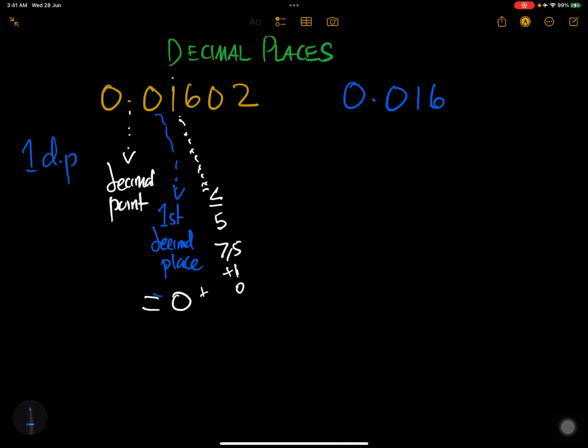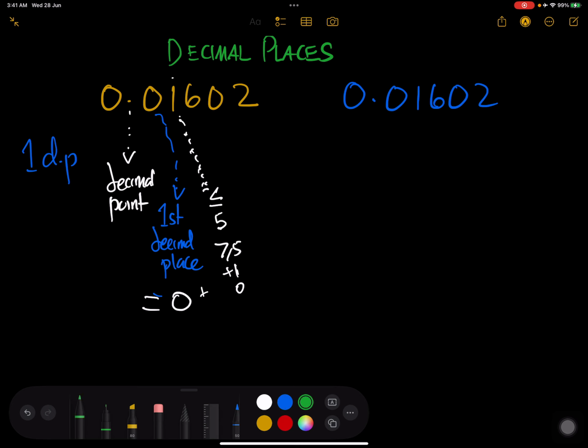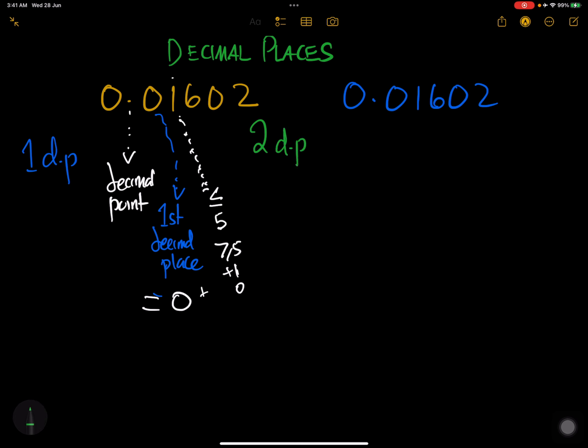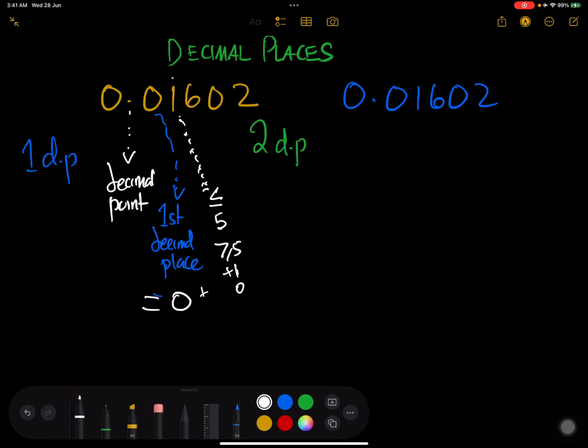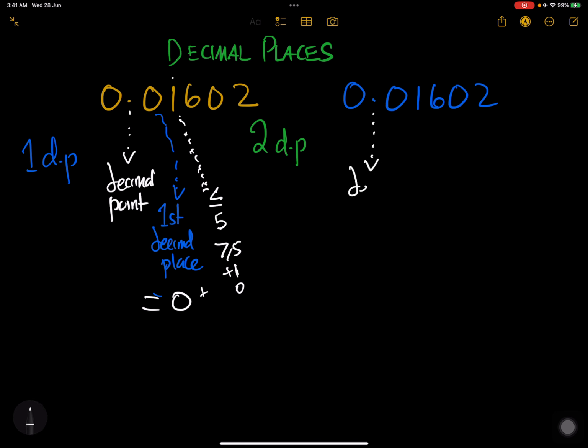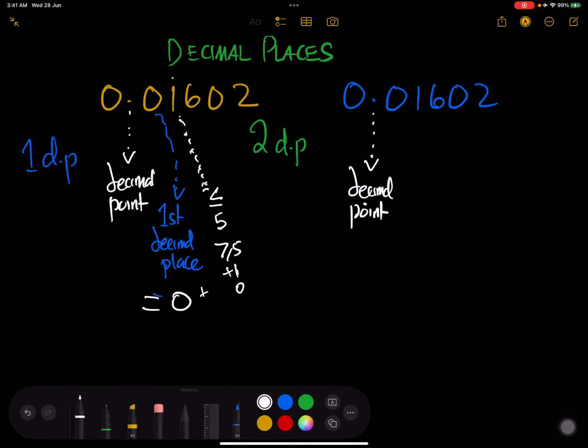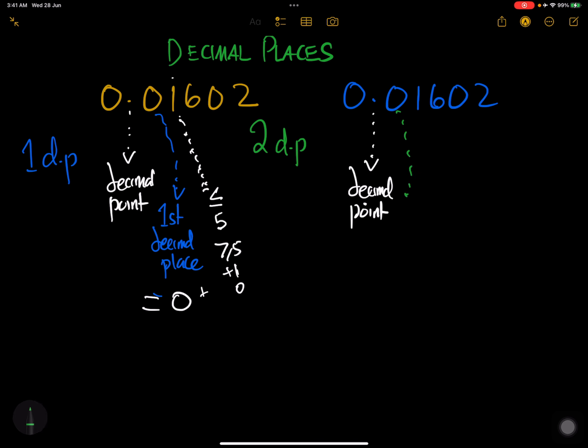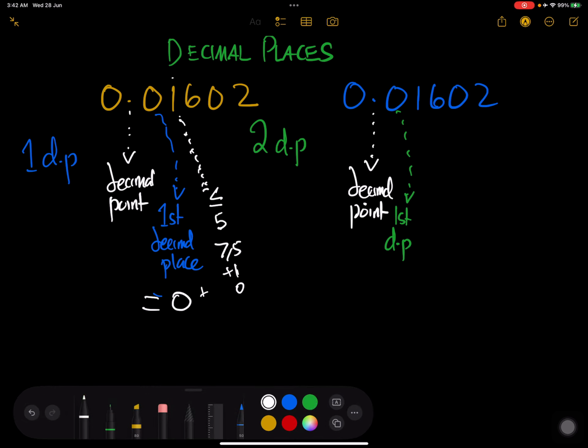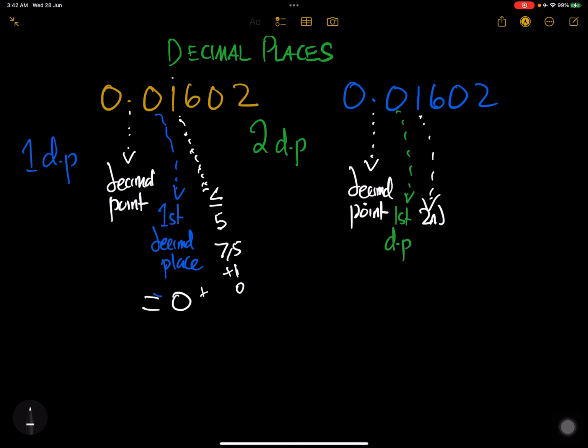0.016602. So let's say we are looking for two decimal places. They want us to leave the answer in two decimal places, and we said that this is a decimal point, right? And any number after the decimal point is known as the first decimal place. So this is our first decimal place, and then we continue. This next one here is the second decimal place.